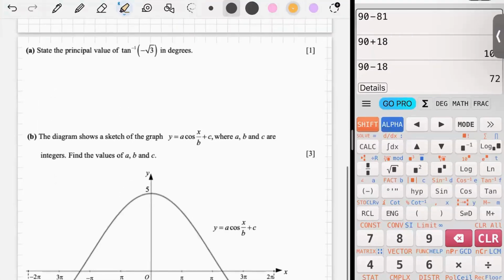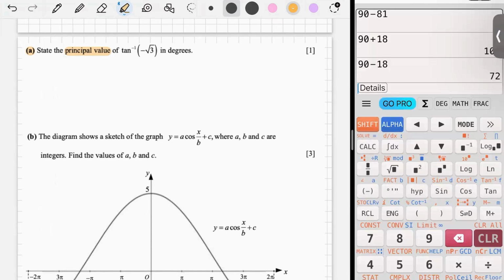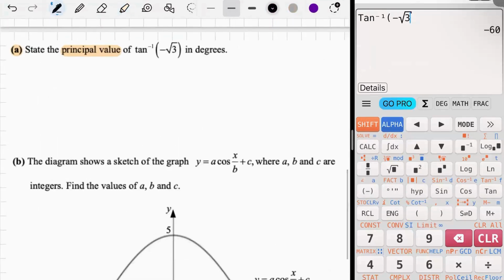Okay, this one, the first part is usually 1 mark, very easy. So when they ask you to state the principal value, careful, that means one value, not asking you for the range, okay? Just make sure your calculator is in the degree mode, then tangent inverse, negative root 3. This will be your answer already. So this one here, just need to put down negative 60 degrees.